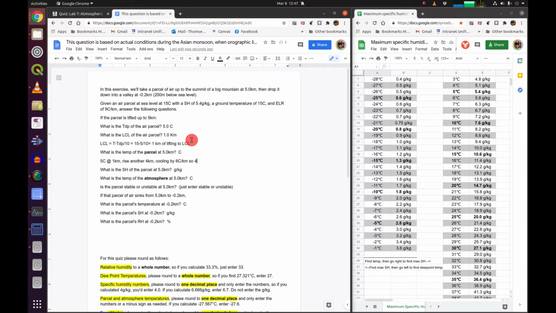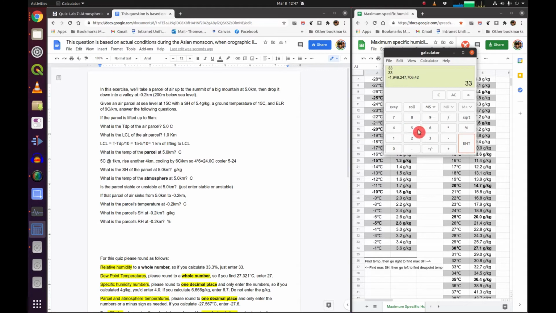So 4 times 6 equals 24.0 C. So it was 5 minus 24. I'm going to break out the calculator because I don't trust myself. 5, enter, minus 24, I get negative 19. So the temperature is negative 19, and since it's a parcel or atmospheric temperature, it's got to be negative 19.0. I know it's 19 even, but you round to 1 decimal place.